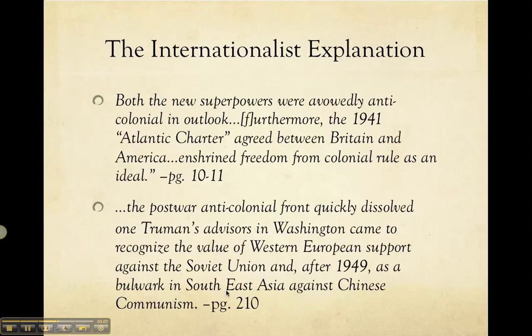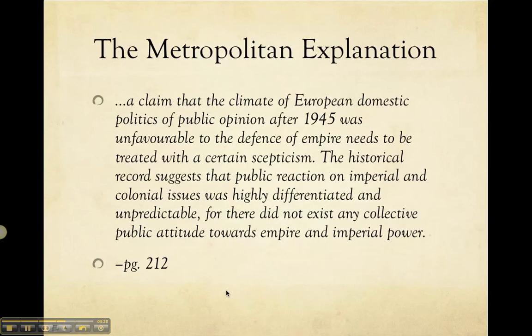So the first quote talks about how the new superpowers wanted to end colonialism, but then the second quote talks about how, in reality, people like Truman and Eisenhower supported it because they didn't want the Soviet Union to expand its influence. It was another form of containment, Cold War containment. Then there's the metropolitan explanation, and he kind of makes short shrift of this. He kind of tosses this aside. He says that there's just no way. This became a more popular theory, but there's just no way to take all of the varying political and public opinions and attitudes towards decolonization or empire and say that there was a consistent movement or argument for decolonization. He gets rid of that.